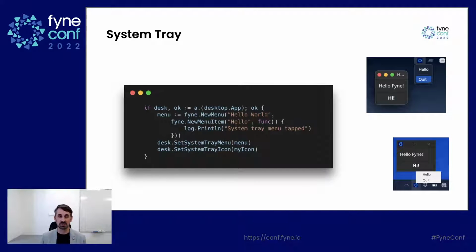And no prizes for guessing, you can also set the tray icon, which is going to use a resource to set the icon that's going to be displayed. That block of code is actually all that's used to display the screenshots you saw there. We automatically add a quit option for your application there as well, just like we do for main menus, where it fits the standard operating system lifecycle for an application.